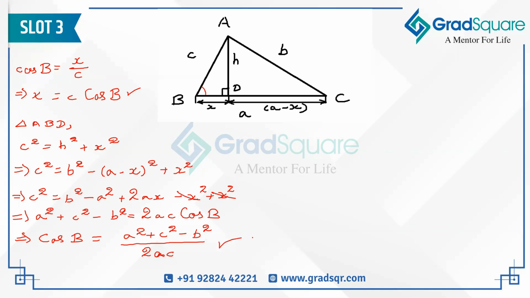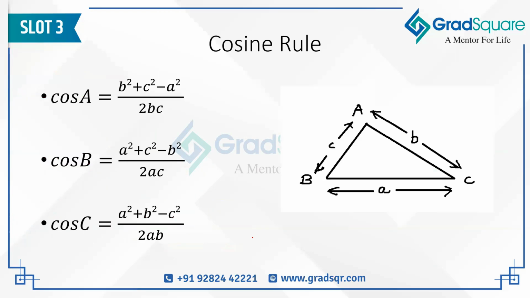Similar relationships can be made for cos of angle A and cos of angle C as well. So each of these angles' cosines can be represented in terms of the lengths of the three sides of triangle ABC. When we do this, these three relationships are collectively known as the cosine rule for triangles. So you can make a note of these relations.